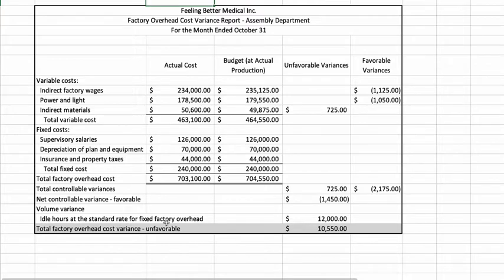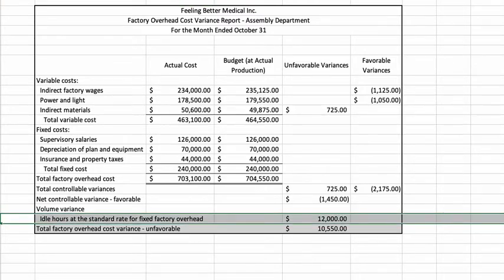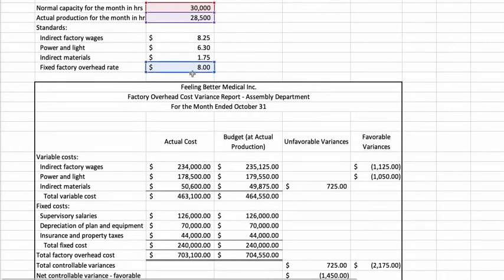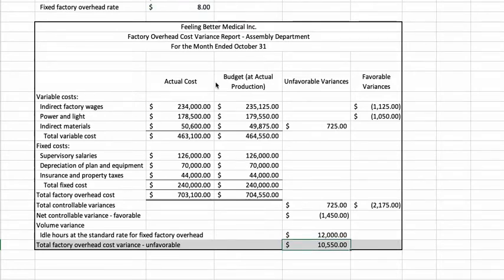We're going to come down here and talk about our idle time. For our idle time, I took that $8 and looked at the difference between where we should have been, which is the 30,000 hours, and what we actually performed, which was the 28,500 hours. And I multiplied that by the $8. Those are your idle hours. The difference between normal and actual capacity is your idle time. Now we know if we have idle time, that's naturally going to be an unfavorable variance, right? Because we should have used 100% of capacity, but we didn't.